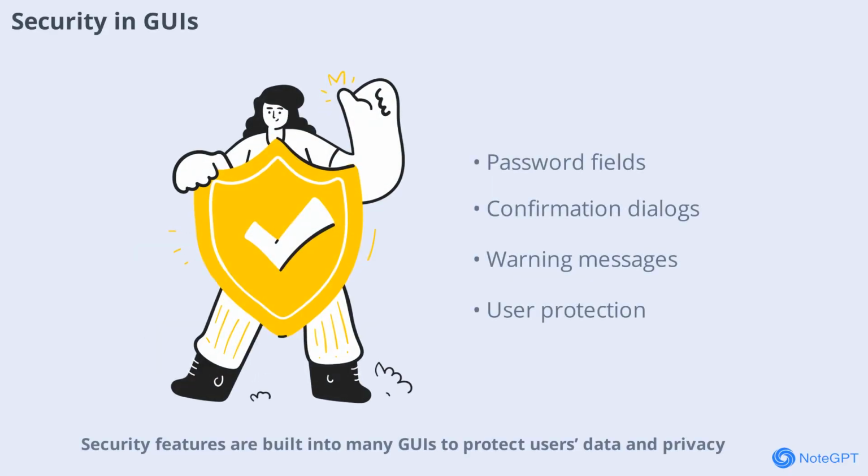Security features are built into many GUIs to protect users' data and privacy. Password fields, confirmation dialogues, and warning messages help prevent mistakes and unauthorized access. A secure GUI gives users peace of mind while using their devices.